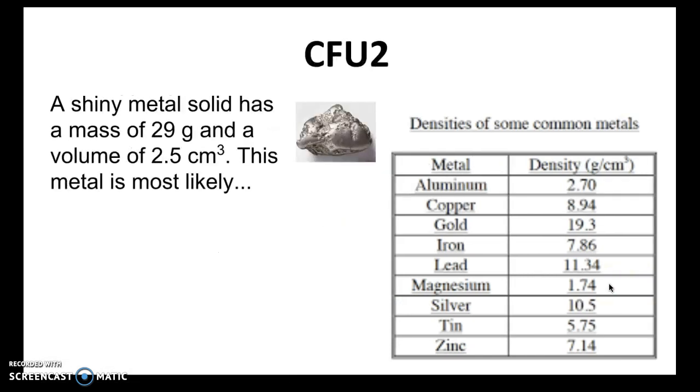All right, it's your turn to try it now with the CFU. So a shiny metal solid has a mass of 29 grams and a volume of 2.5 centimeters cubed. This metal is most likely... So for this one, it's a little bit trickier than the example I did because you don't have the density, so you're going to have to calculate that first. Once you get the density, you're going to try and match it to one of the metals in this table. All right, do your work on a separate sheet of paper, and when you press play, the answer will be revealed.